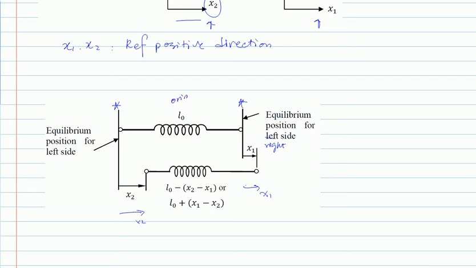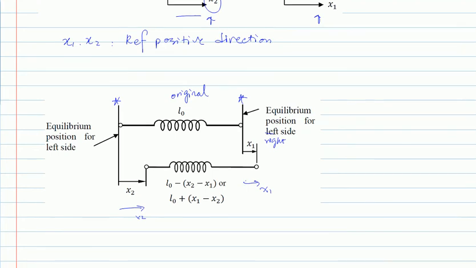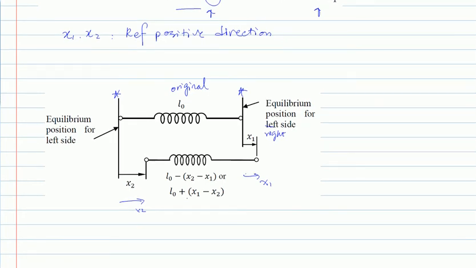It's very easy to compute the net change of the length of the spring. If this is your original length of the spring, which is L0, then under this kind of movement the new length of the spring becomes L0 minus x2 minus x1. Or if you take the negative sign out, the new length is L0 minus (x1 plus x2), which is the same thing. So that's the new length of the spring.